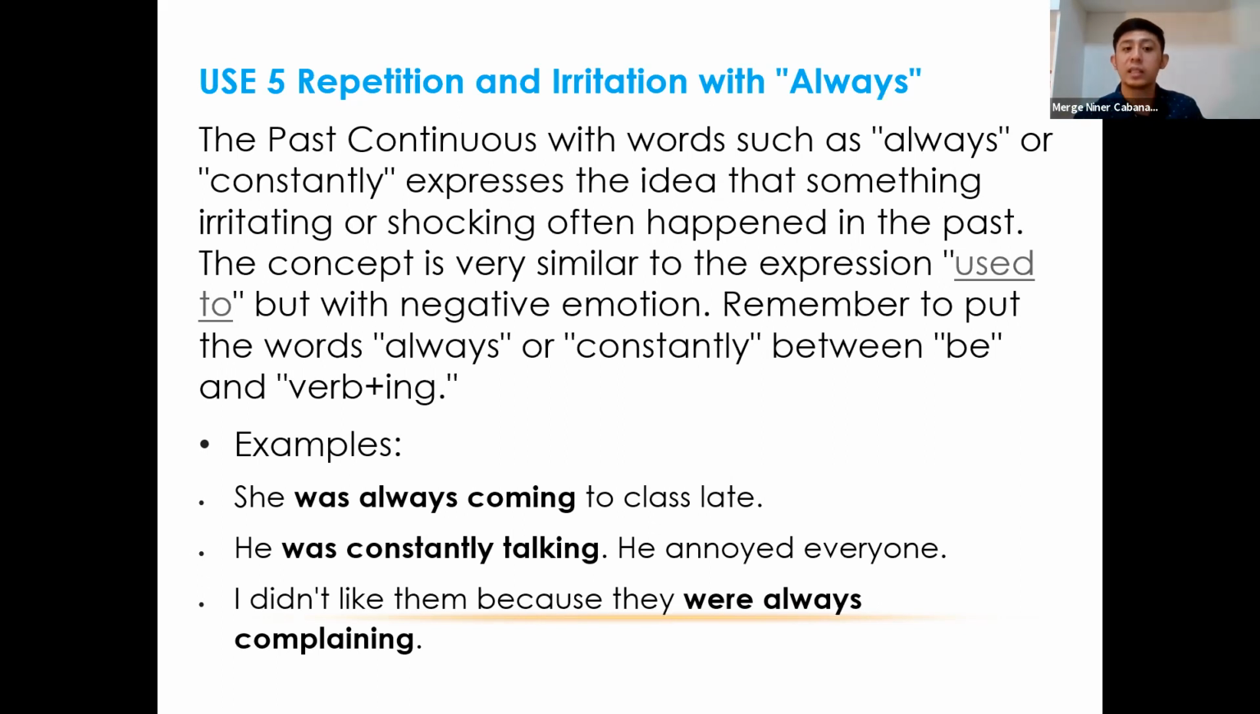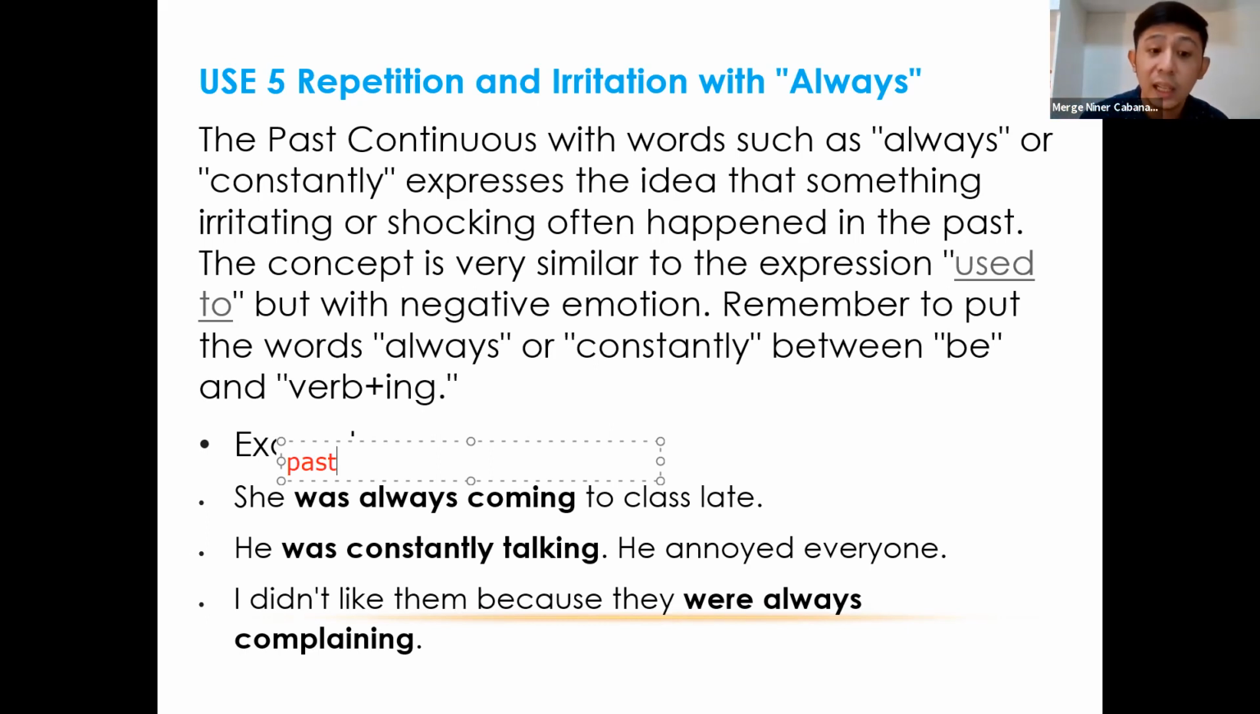So kanina, gumamit tayo sa present continuous. Sabi natin, she is always coming to class late. So we are irritated by that idea. But in this sense, she was always coming to class late. The difference between "she is always coming to class late" with "she was always coming to class late" is your "was" and "is." When you say "she was always coming to class late," the irritation with the word "always" is in the past. But when you say "she is always coming to class late," the irritation is in the present. So it means that she was always coming to class late and it made everyone annoyed at her.